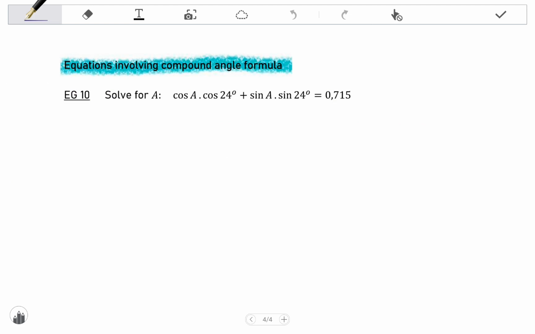Our final example is an equation involving compound angle formulae. We use this when we notice that the angles are different and we have a pattern of a compound angle formula in the equation. So it says solve for A, and we have cos A cos 24 degrees plus sine A sine 24 degrees. We notice we have cos cos, sine sine. That reminds us of the cos compound angle formula.